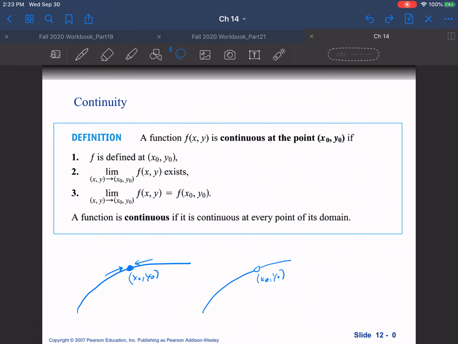All right, let's take a look here. Our continuity definition: a function f of x, y is continuous at the point x naught, y naught if, one, f is defined at x naught, y naught. If it's not defined there, like in this example here, then it's not continuous, because there's a break there. But if it's defined, like in this one, and the limit exists, so we can actually take a limit as it goes there, and the limit is equal to the value at that point, then it's continuous at that point. As long as that's true for every point in its domain, then it's nice and it's continuous.